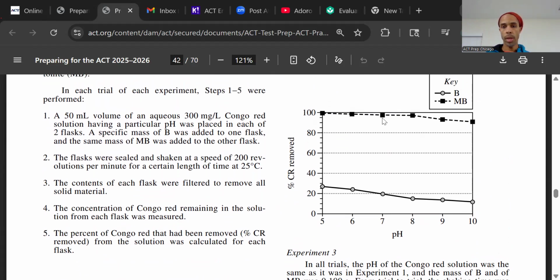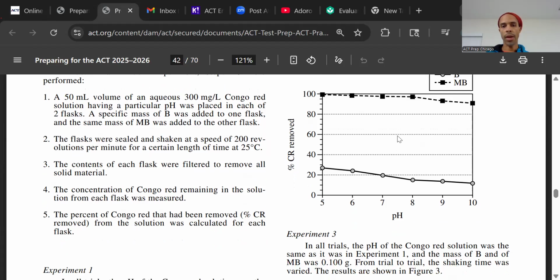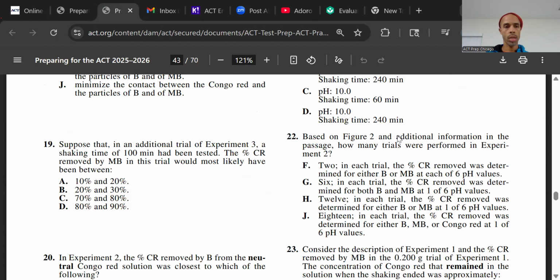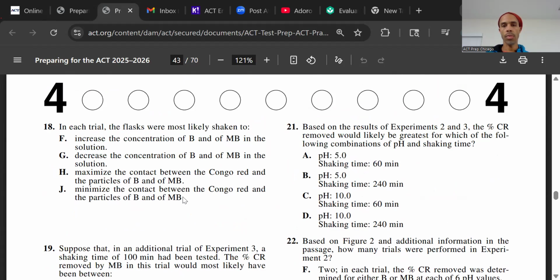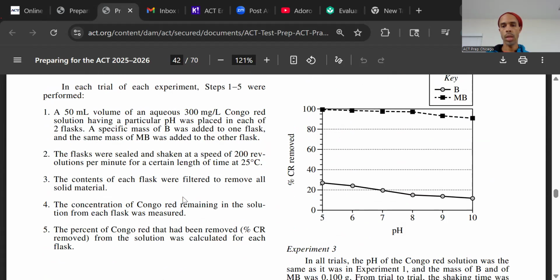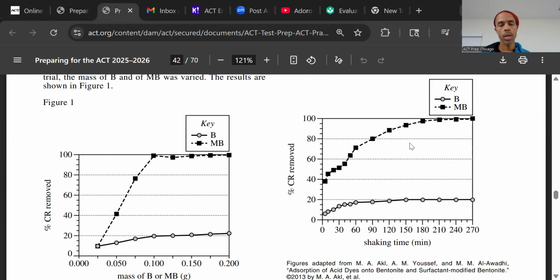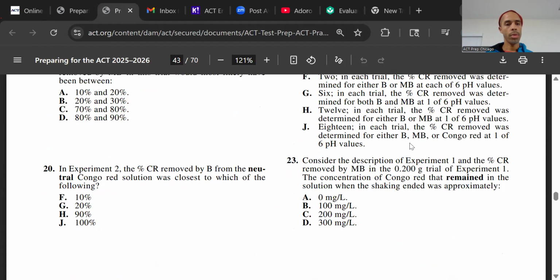And neutral B would be a little bit lower than 100, so about 95% was removed. It was closest to 100. But this one's close to 90, 85, 90. So I was just thinking, 90 would be if it were 9 or 10, but we know neutral is 7, which is closer to 100. Yeah. So that would be J.